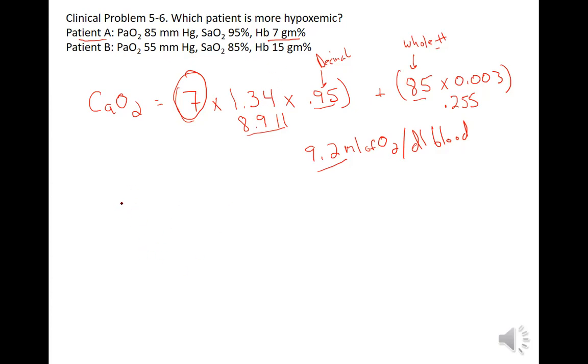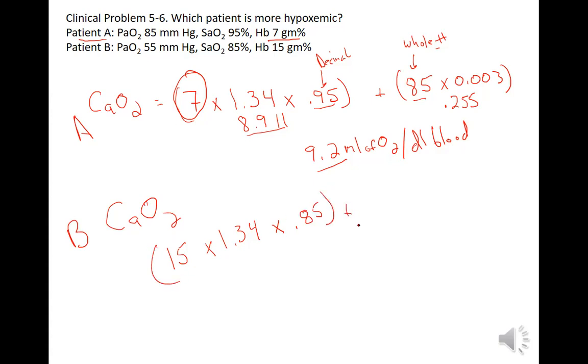So patient B, let's do the CaO2 there. This was A, now B. So what's the hemoglobin now? That's 15, which sounds normal, right? That's normal. 15 times the amount of oxygen that's carried in 1 gram of hemoglobin, times your O2 sat, which in this case is a little bit lower, 0.85, and that's always a decimal. And then you're going to add the other side of the equation. Now we need the PO2, which looks low. But let's see if this person may be okay.